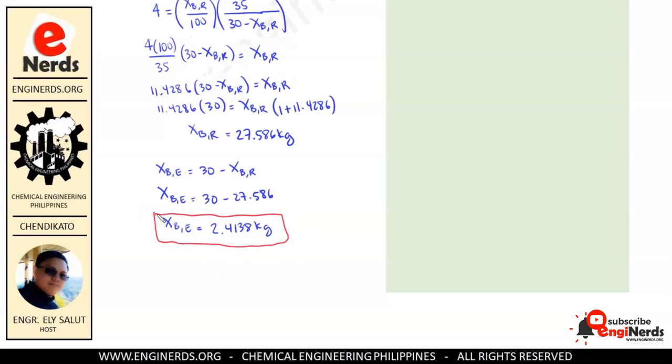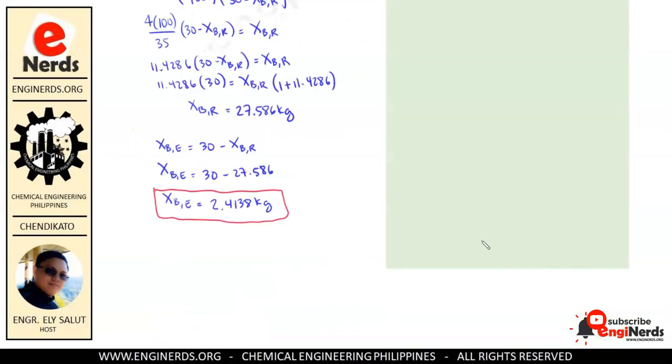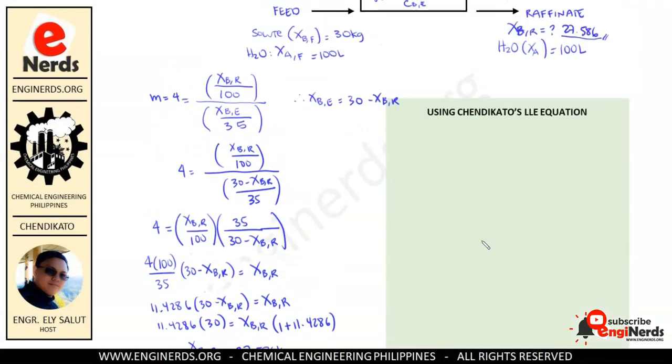So, 2.4138 is equal to letter D. So, yan ang ating answer, no? So, ngayon naman, subukan natin siya sagutan using yung ating equation. So, our equation na gagamitin is yung sinulat natin kanina. XB sa ating raffinate is equal to F all over F plus 1 times W.